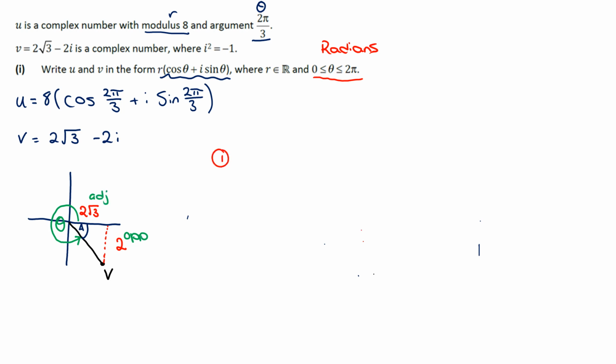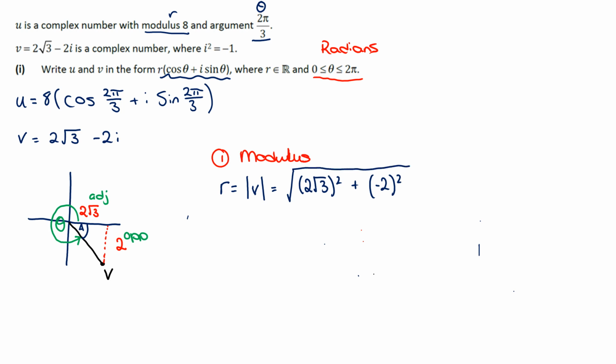The first thing that I will always do is work out the modulus, and we don't really need the sketch for the modulus, but it would always be what I would consider the first step. So that's r, which is another way to say the modulus of V, and it's the square root of a squared plus b squared, so it's the real part squared plus the imaginary coefficient squared, so you don't put the i in because that will change things. So we have 4 times 3, that's 12, plus 4 is 16, so that gives us a modulus of 4.